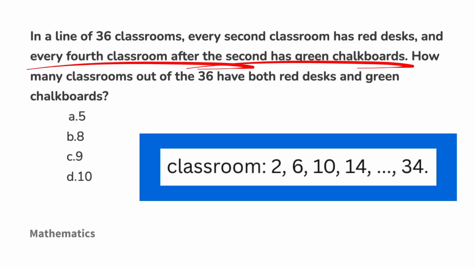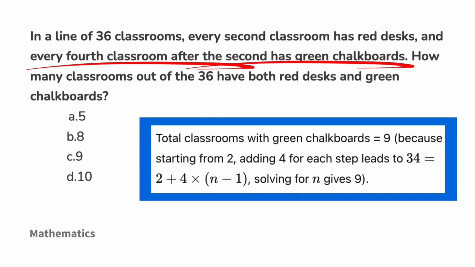Next, we want to identify the classrooms with the green chalkboards. And according to the information provided, every fourth classroom after the second has green chalkboards. This pattern starts from classroom 2 and then adds 4 to each subsequent classroom: 2, 6, 10, 14, and all the way on to 34. And this forms the sequence where each term increases by 4, which helps us see that the total classrooms with green chalkboards is 9. Because starting from 2, adding 4 to each step all the way to 34 will provide us with the answer of 9.